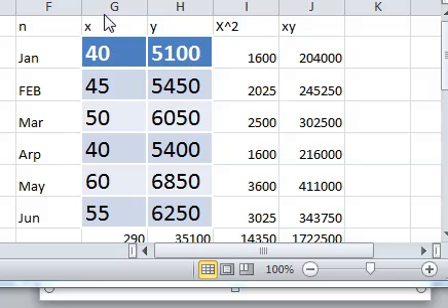So this was our output, which we said is our x. This is our cost, which we said is y. Then we need x squared, and then we also need xy. For x squared, you just get the square of this. For xy, it's a matter of getting x times y, and then you get these totals.